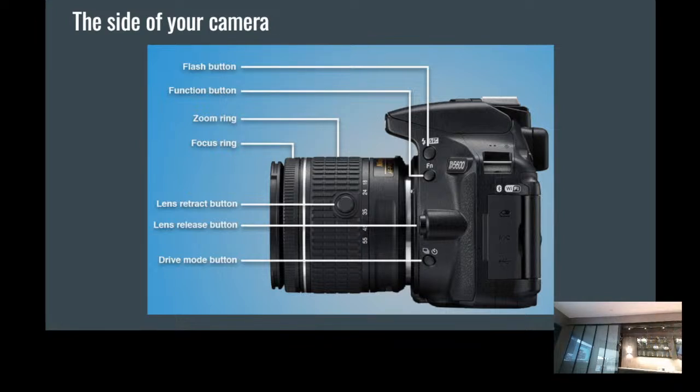On the side of your camera, we have a flash button. Clicking the flash button will engage the flash and make it pop up, so that when you shoot, it's automatically turned on.